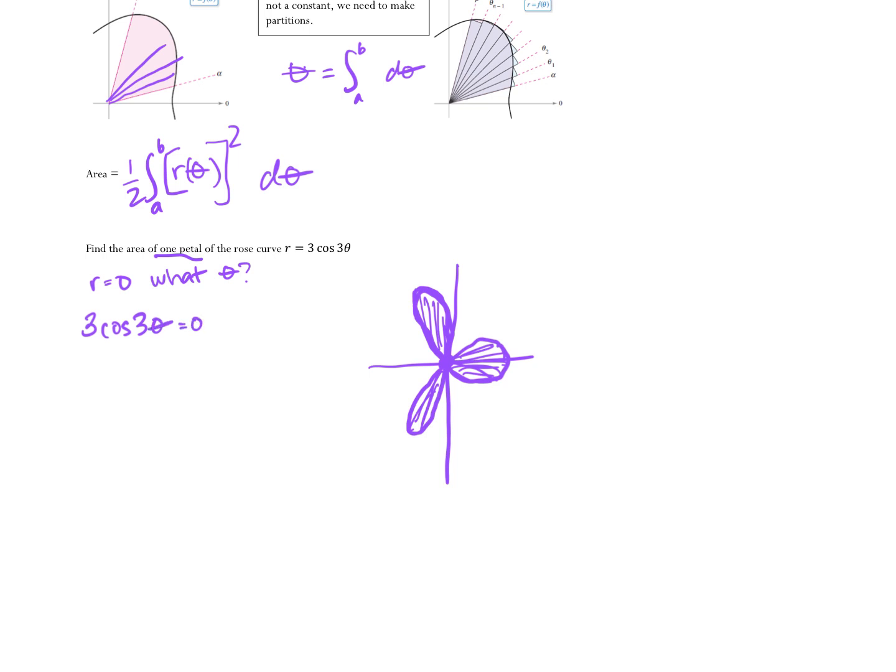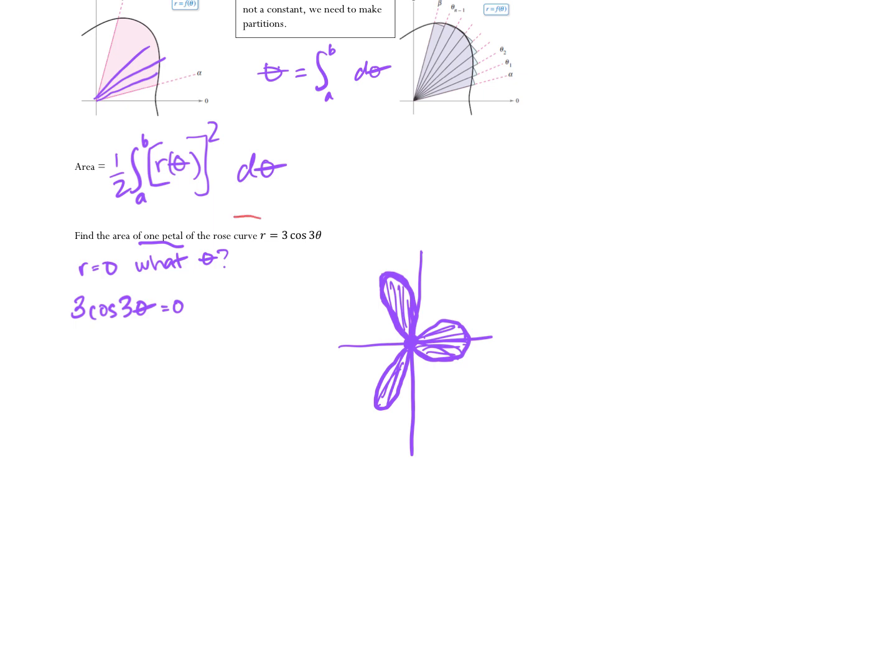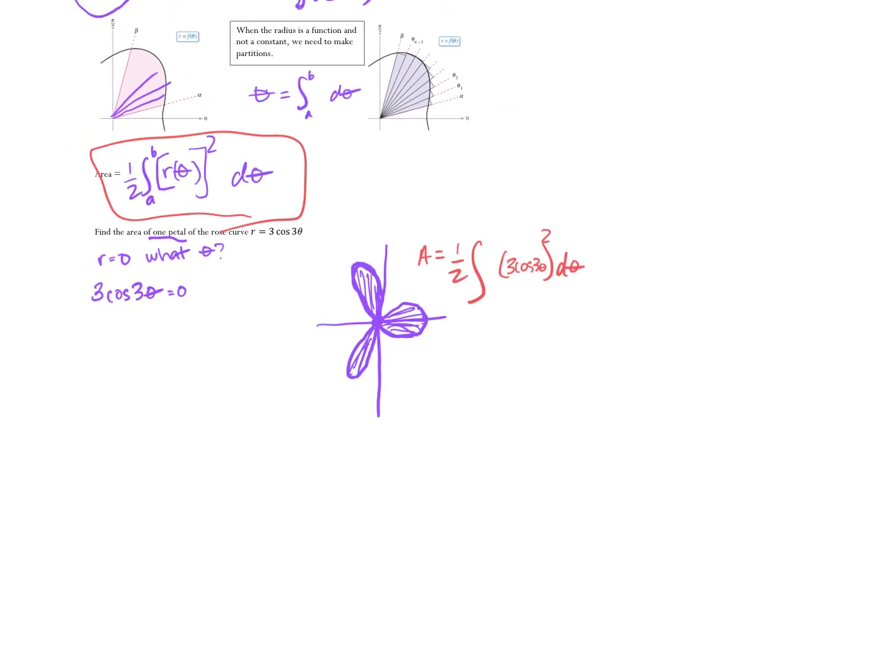Now, we could just start thinking through this area model, right? So we can say the area is going to equal 1/2 times the integral, where the radius is 3 cosine 3 theta, the quantity squared, d theta. And the problem is we don't have the bounds. So solving this equation will help us determine what the bounds of one petal are. Okay? So let's see. First I'll divide the 3 out front, and so what we get is cosine 3 theta has to equal 0.